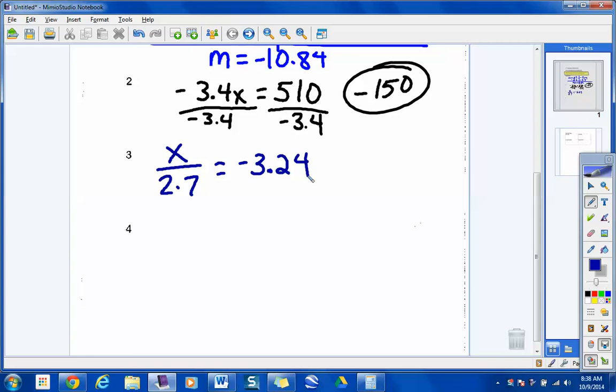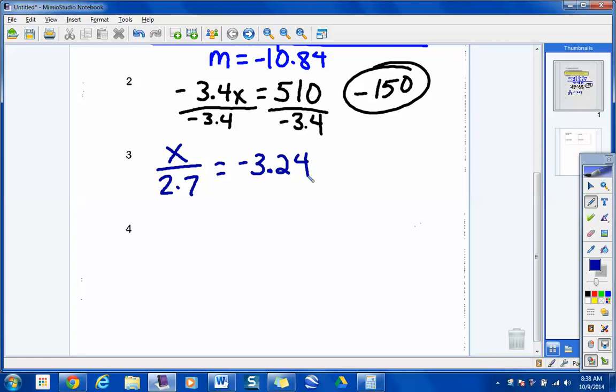Can I help do this one again? Maddie, you've got another explanation right here, but make sure you've got down x divided by 2.7, or some number divided by 2.7, is negative 3.24. Maddie, run me through this process-wise again.